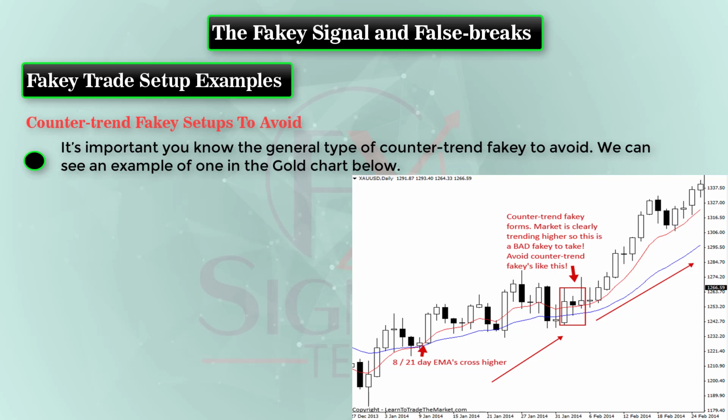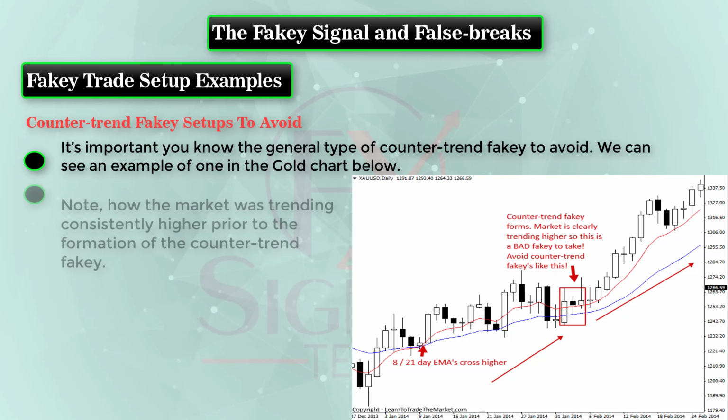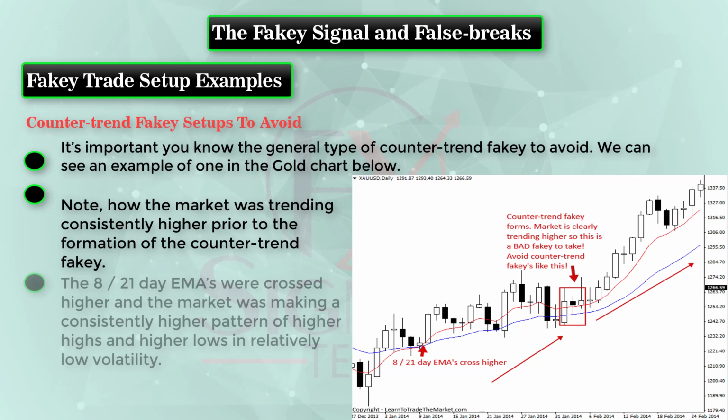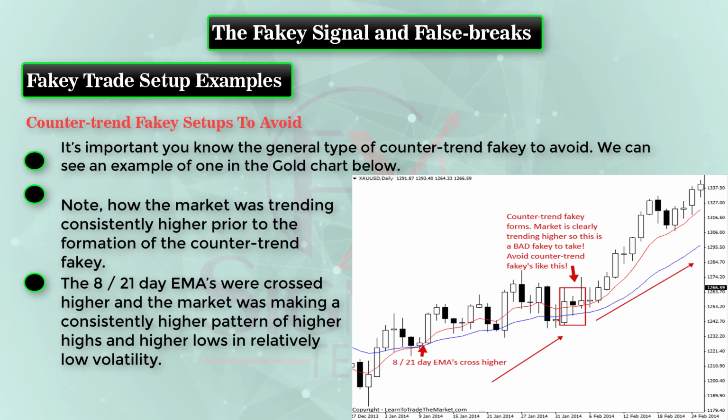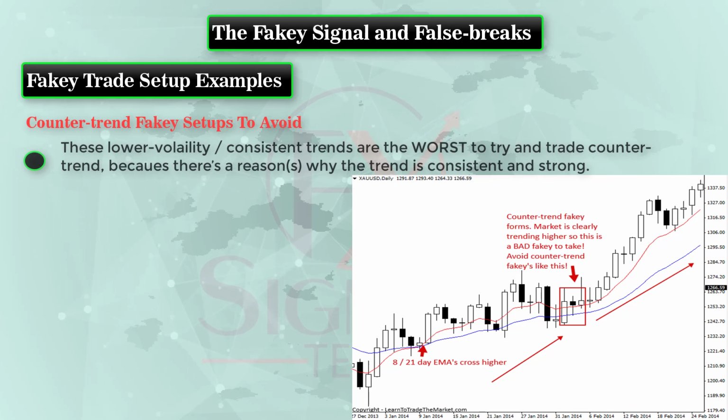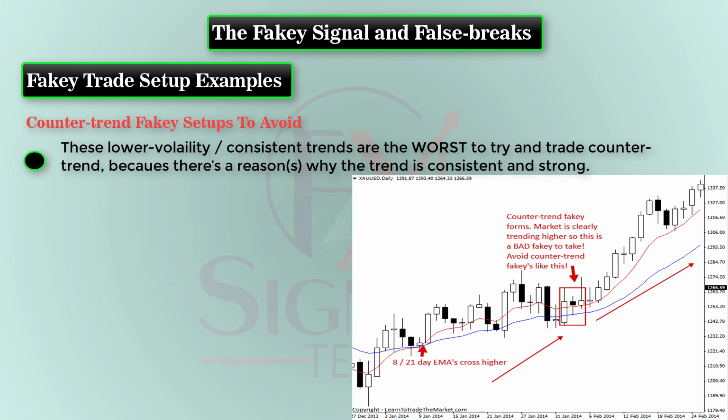We can see an example of one in the gold chart below. Note how the market was trending consistently higher prior to the formation of the counter-trend Fakey. The 8/21-day EMAs were crossed higher and the market was making a consistently higher pattern of higher highs and higher lows in relatively low volatility. These lower volatility or consistent trends are the worst to try and trade counter-trend because there's a reason why the trend is consistent and strong.